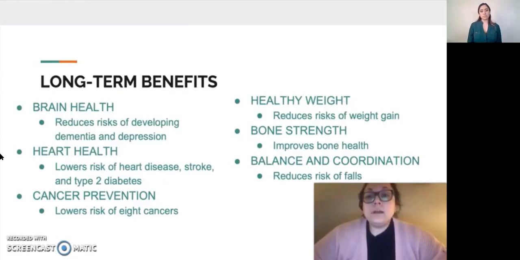The benefits to heart health are that it lowers risk of heart disease, stroke, and type 2 diabetes. It lowers the risk of 8 different types of cancer, including bladder, breast, colon, endometrium, esophagus, kidney, lung, and stomach cancers. It reduces risks of weight gain, improves bone health, and reduces risk of falls.